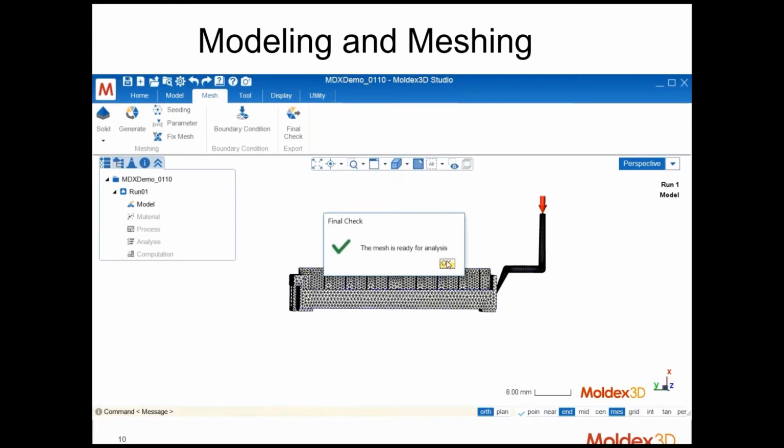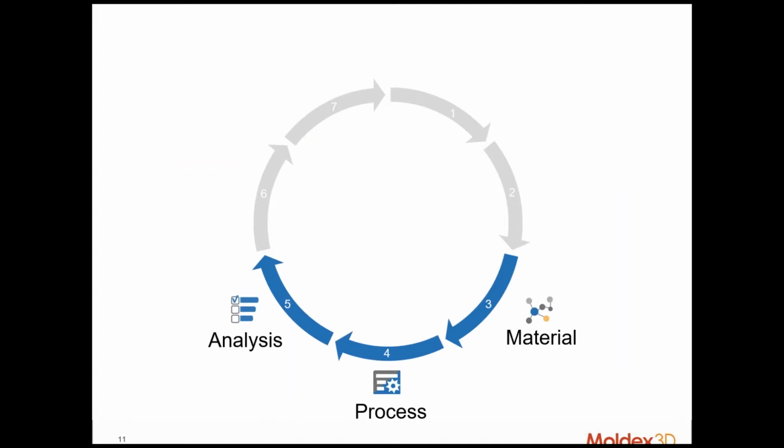And the nice thing about Studio is you don't have to now exit Designer and get into another application such as Project and transfer that file. The file is saved and it's ready for use. So you can go back to the main menu and start creating the project tree, where you would select your material, process, and analysis. And we'll just take a quick look at some of those features as well.